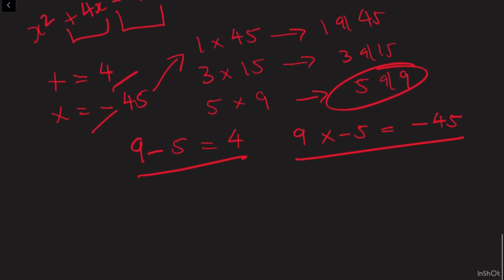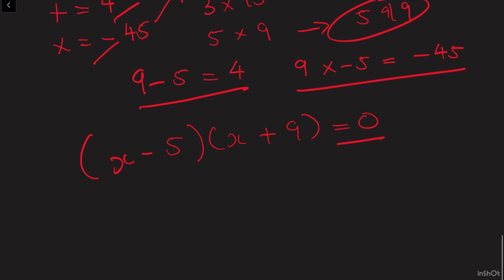So now what we can do is just write the brackets out as x minus 5 and x plus 9 equals 0. Because they want to solve the equation, you have to write it as equals 0. So how do we work out what the values of x are? You write x minus 5 equals 0, and x plus 9 equals 0. And now we just add 5 to both sides. And here, we take away 9 from both sides to make it equal 0. That gets us minus 9.